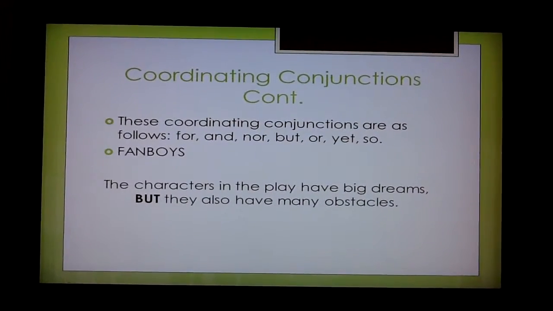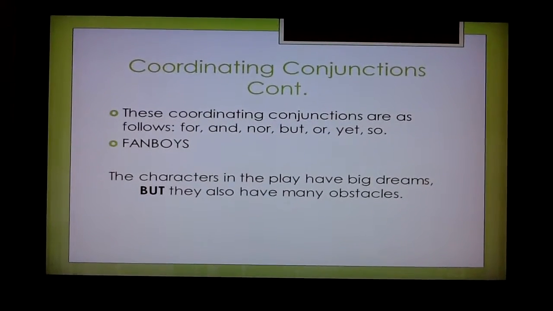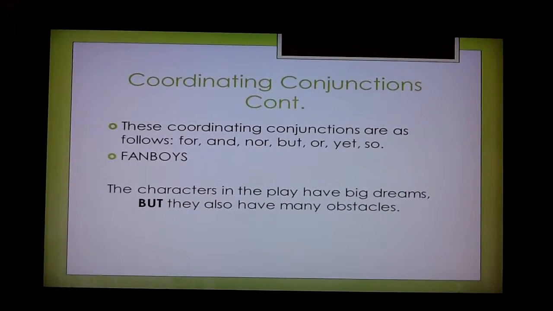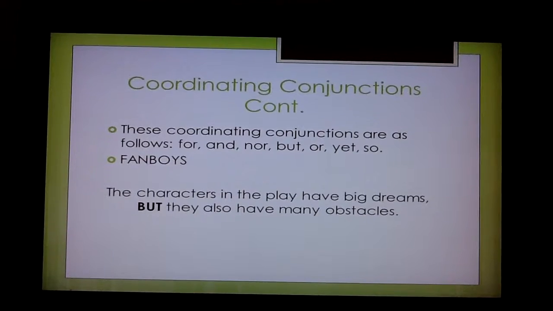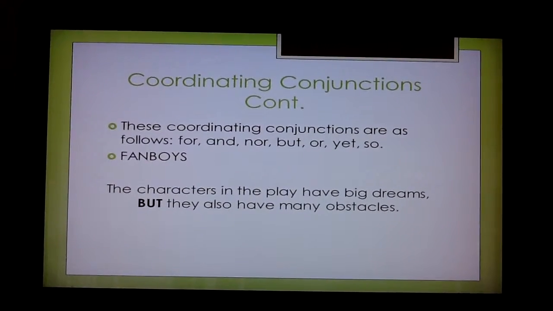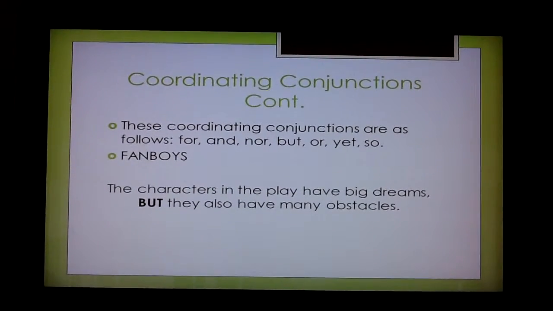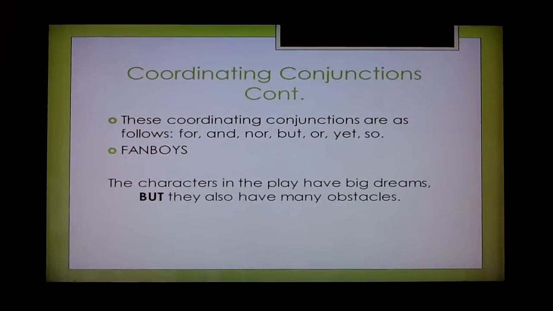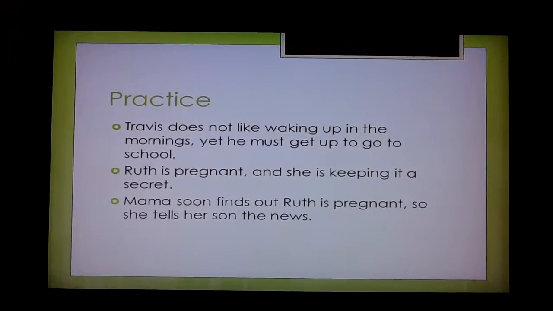Another example of a coordinating conjunction would be the characters in the play have big dreams, but they also have many obstacles. Where but would be your coordinating conjunction. The characters in the play have big dreams. Characters have would be your subject verb, so it completes one thought. And then they also have many obstacles. They have is also another sentence there, and the two are connected by that one word, but. Okay, we've got some practice.